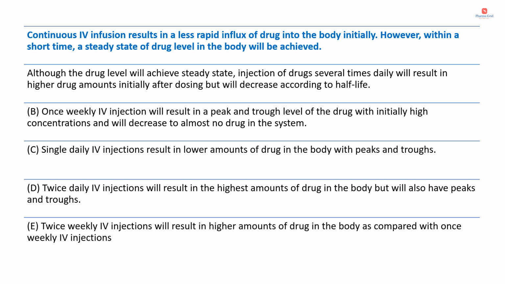Then option D is twice daily IV injections. This option D is also wrong because these types of injections will result in the highest amounts of drug in the body but will also have peaks and troughs. Then option E, that is twice weekly IV injections, will result in higher amounts of drug in the body as compared with once weekly IV injections. So here the correct answer is continuous IV infusion.